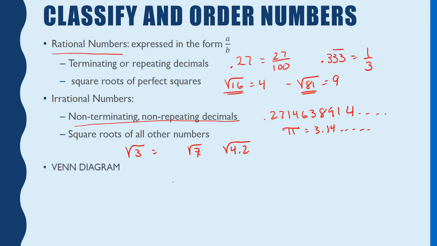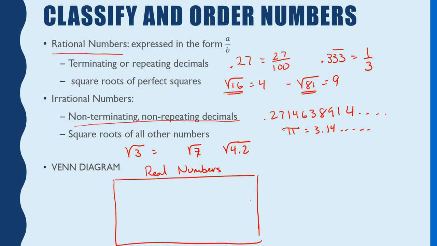All right, so let's do a quick Venn diagram. At the heading, we're going to have all of our real numbers. And we're going to divide this into two sections. One is going to be my rational. We'll make that one bigger because there's some subheadings there. And the other is my irrational.